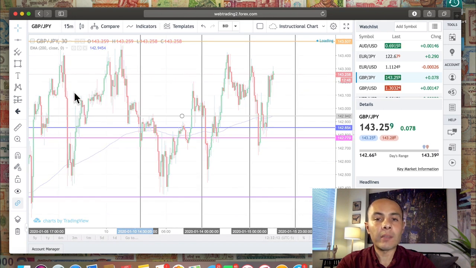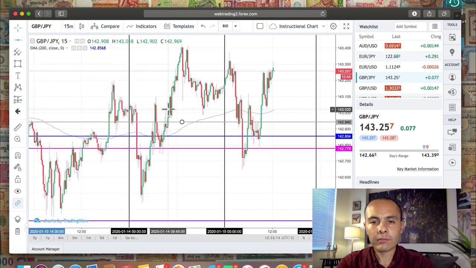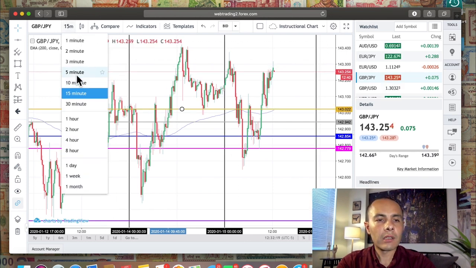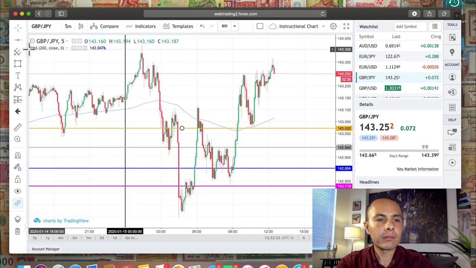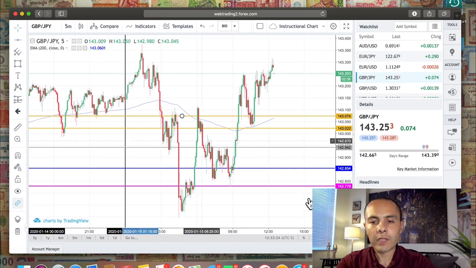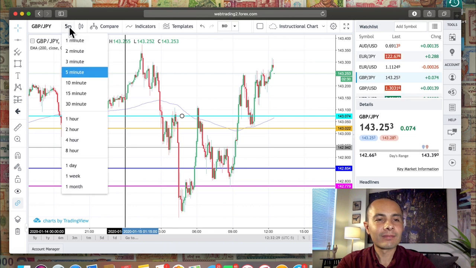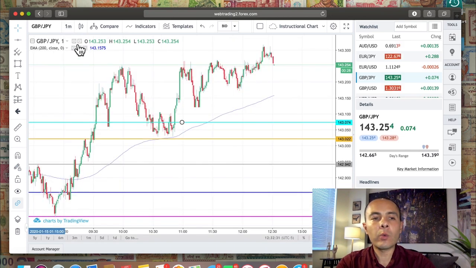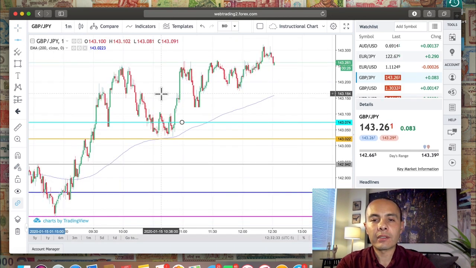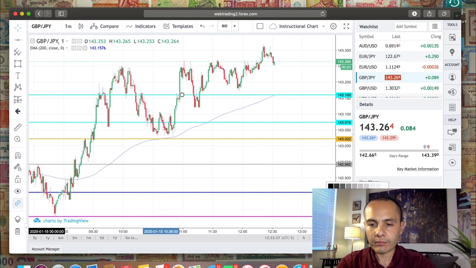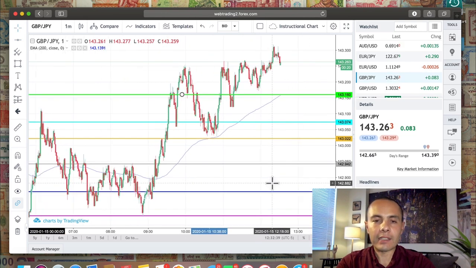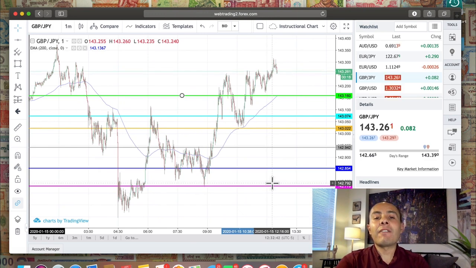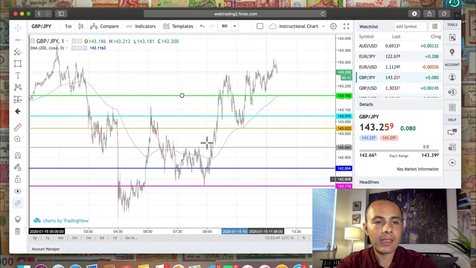Moving closer to the 15-minute, color this one gold. Next to the 5-minute, right there, this one will be aqua blue. And finally, all the way down to the 1-minute chart, right here. Excellent. Now we have the most important levels of support and resistance identified.